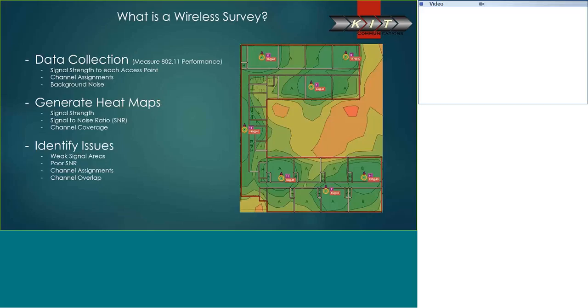So what is a wireless survey? It's data collection. We are collecting data from your facility to ascertain signal strength to each access point, channel assignments, and background noise. And with that data, we are generating heat maps, which then represent visually signal strength, signal to noise ratio, channel coverage, and identify potential issues with weak signals, signal to noise ratio problems, channel assignments, and channel overlap.